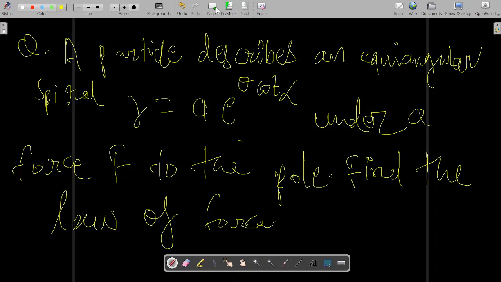Okay, so the equation of your particle is given like this, under a force F to the pole, and you have to find out the law of force. What does it mean by law of force? Law of force means that you have to find out the relationship between F and R.